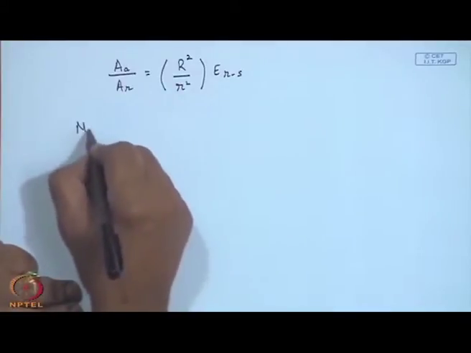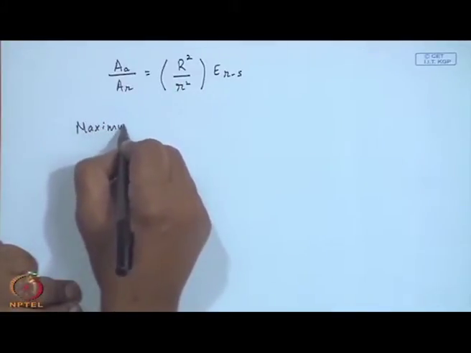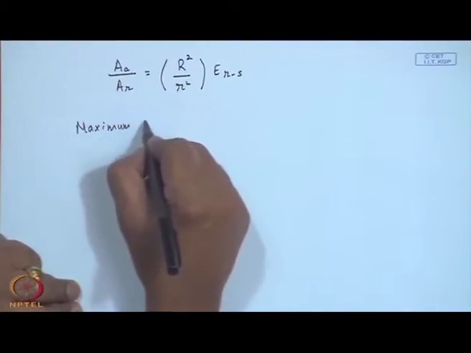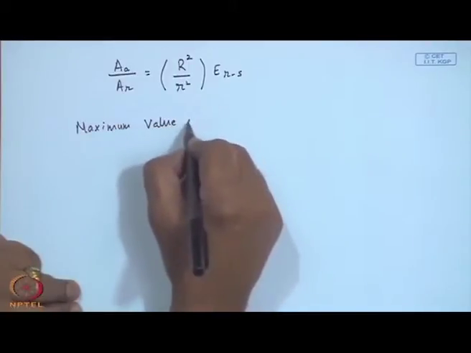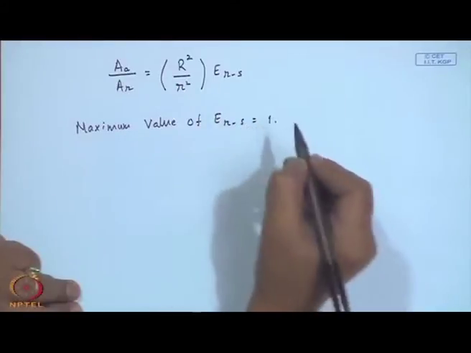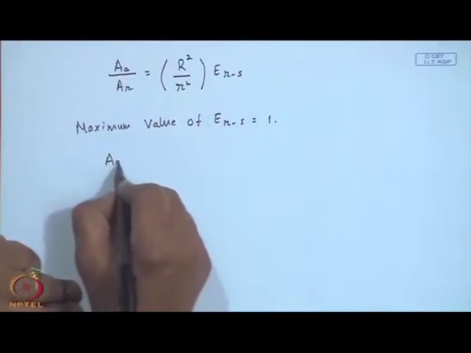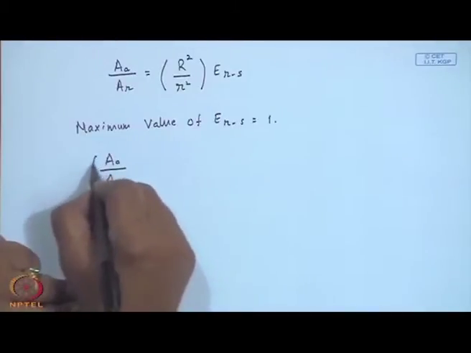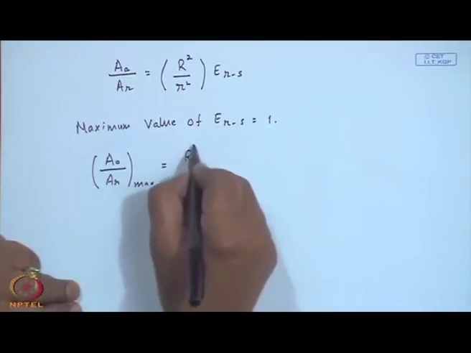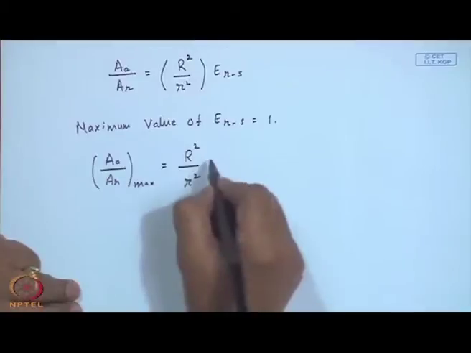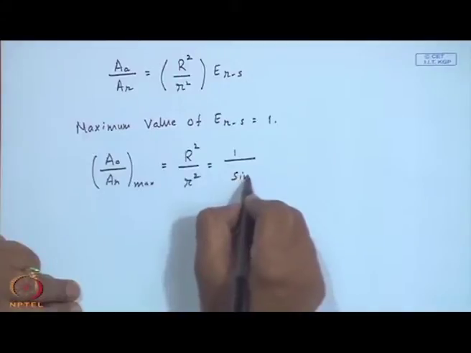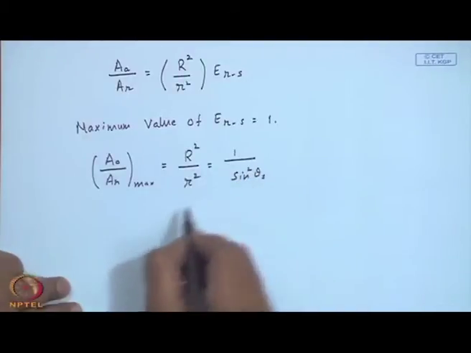Now, maximum value, we are estimating the theoretical maximum. So, I can assume this F_RS equal to 1. So, A_A by A_R max equal to R square by R square equal to 1 by sin squared theta s.